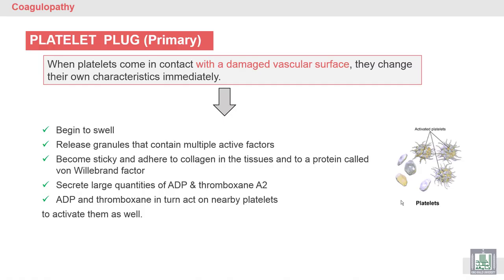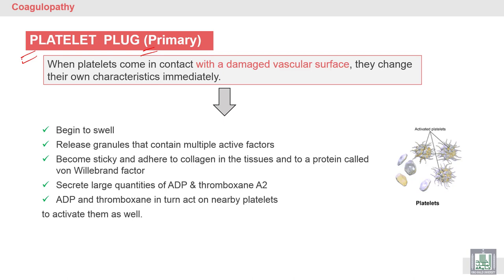Platelet blood, or primary coagulation. We mentioned before that we have two types of coagulation, primary and secondary. Primary is related to the platelet, while secondary is related to the coagulation factors.